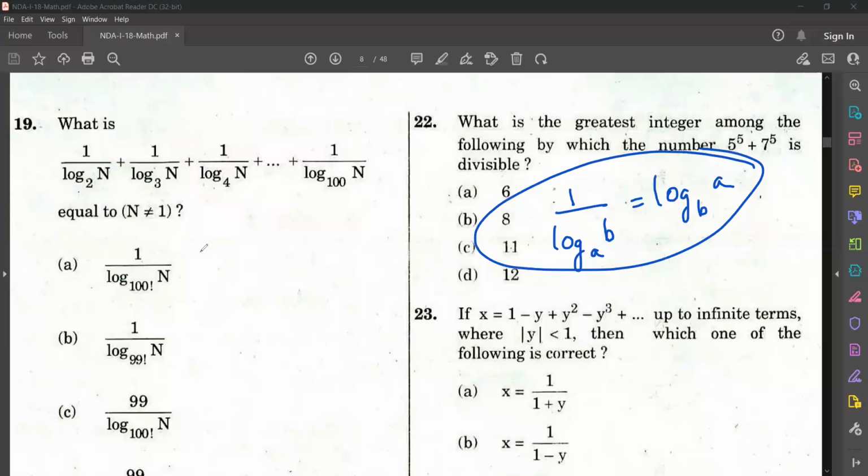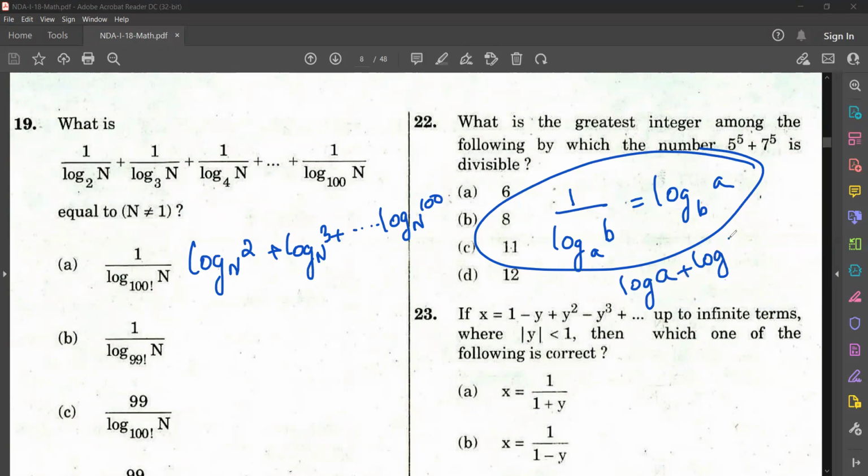So this can be rewritten as log to the base n 2 plus log to the base n 3 plus etc. up to log to the base n 100. So next apply the same thing we have done in that same question. Log a plus log b, what is that? That is log ab. So here we can write log to the base n 2 into 3 into 4 into etc. up to 100, isn't it?